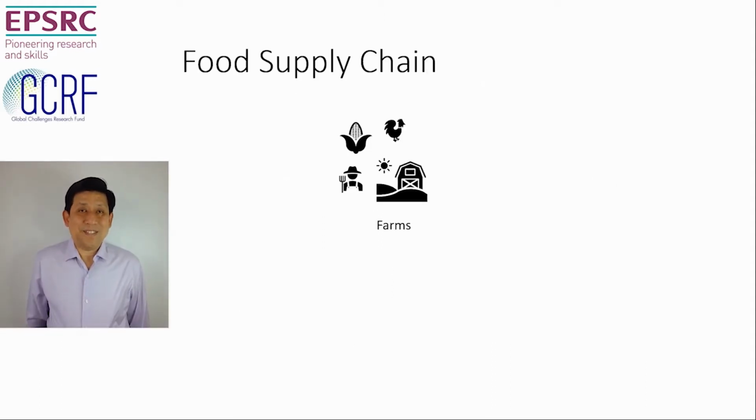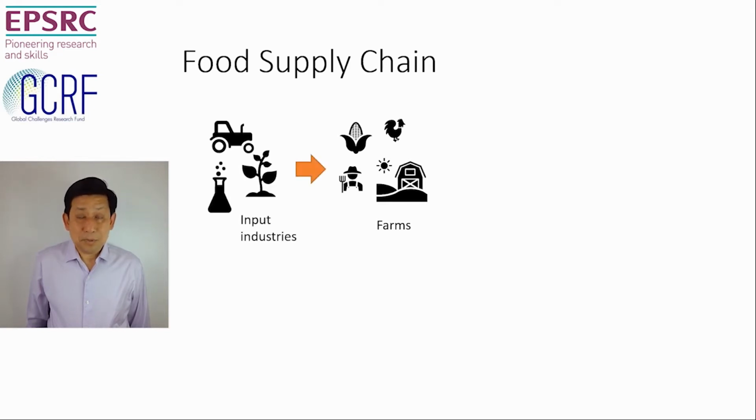So, what is a food supply chain? When we talk about food supply chains, what comes to mind is typically a farm. And it's true that a farm is one of the main actors in a food supply chain. Farms, to operate, need supply from the input industries. They provide supplies such as machineries, fertilizers, seeds, and so on and so forth.